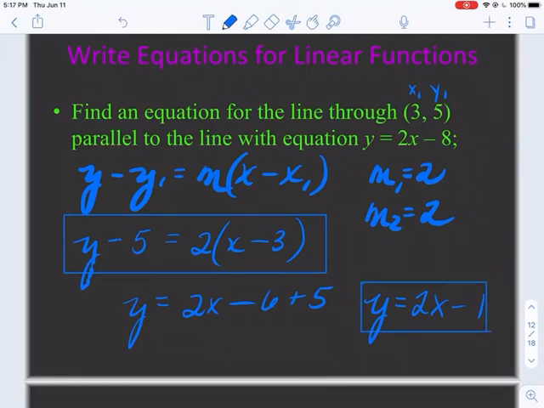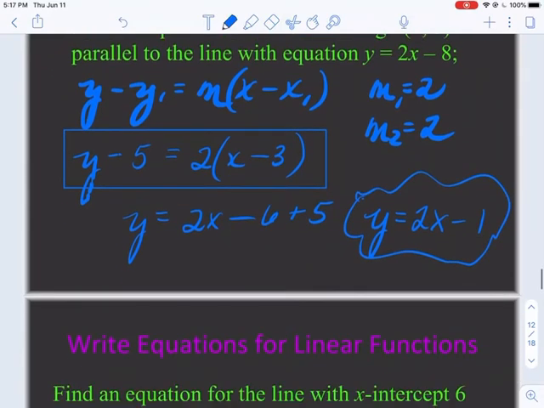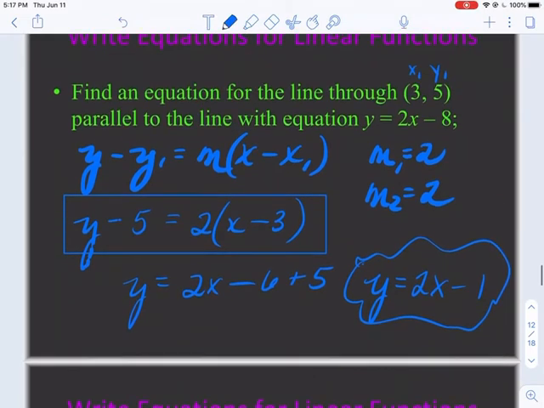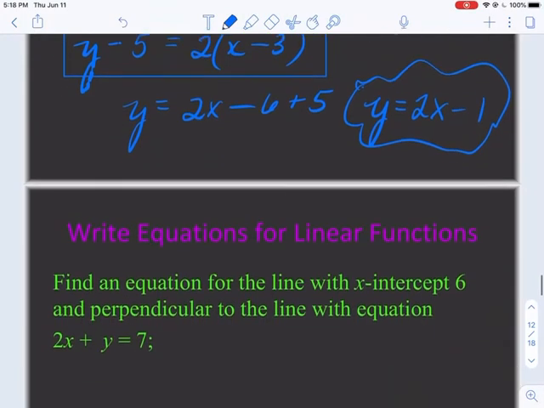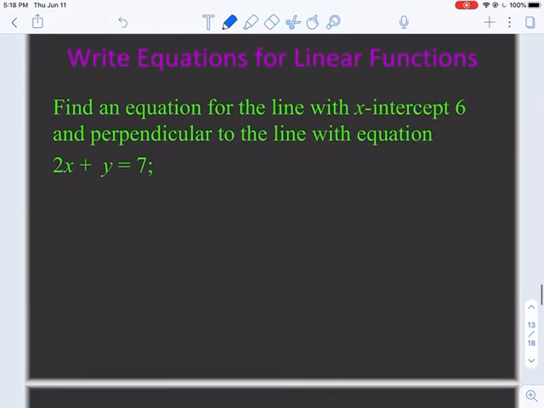Whichever is more preferred for you. Point-slope is great because you're done with it; you just dump the information in. The equation parallel to y equals 2x minus 8 through that point is y equals 2x minus 1. Let's move on. Write the equation for linear functions. Take a second, pause your video, do the work, and come back and we'll check it together.